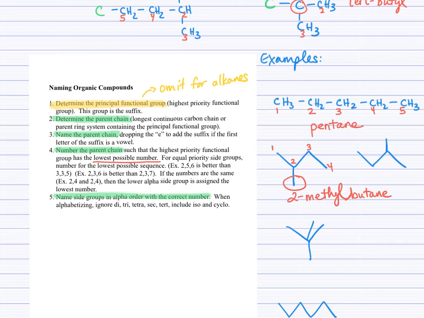Now, I actually drew the same structure right beside it, just to point out for numbering, for example, that if you had done 1, 2, 3, 4, this would actually be incorrect. This is not 3-methyl butane. In fact, there is no such thing. What we really need to be doing is numbering this structure from right to left, because that will give the side group the lowest possible number. So in fact, both of these structures that were drawn are 2-methyl butane, meaning they're the same structure. So in step 4, number the parent chain to give the side groups the lowest possible number.